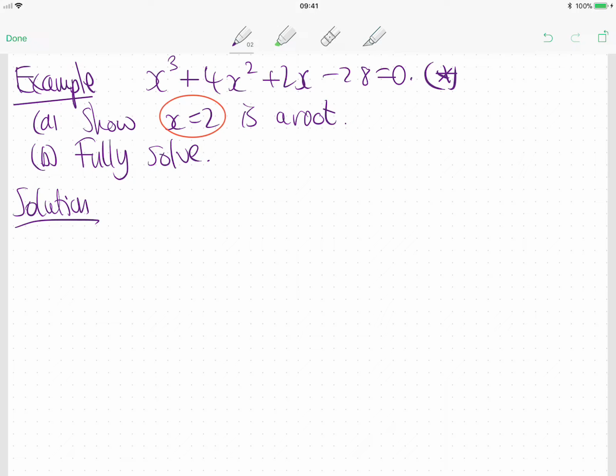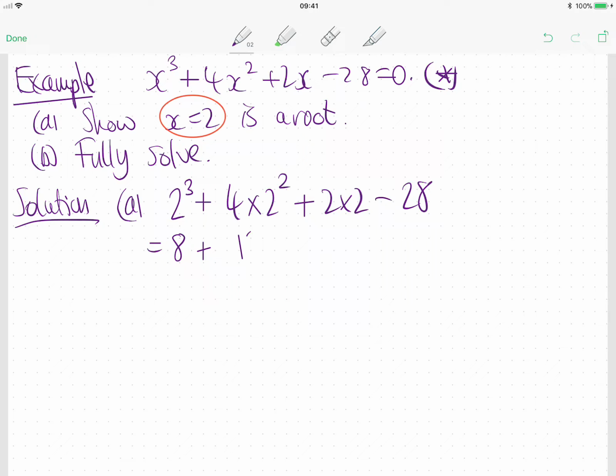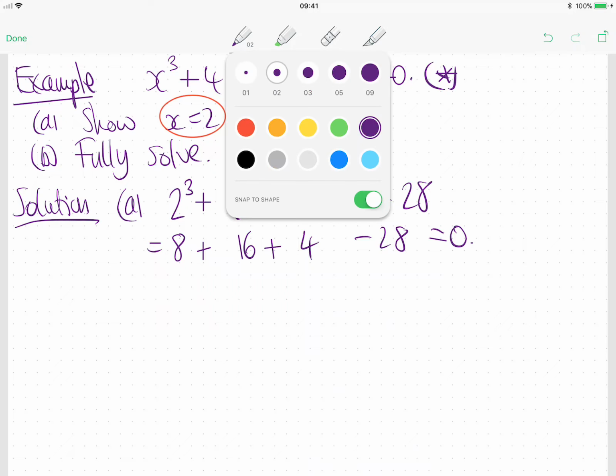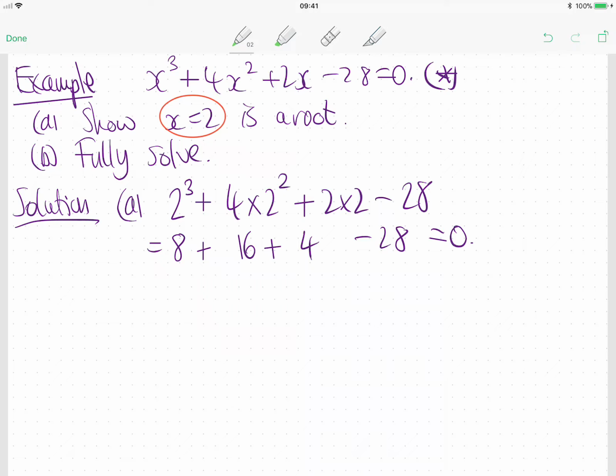So let's do that. So for part A, we have 2 cubed plus 4 times 2 squared plus 2 times 2, take away 28 on the left-hand side, which is 8, plus 4 times 4, which is 16, plus 4, so that's 28. Take off 28. That gives 0. Okay, so we've shown that 2 is a root of this cubic. Just want to say cubic means the highest power here is 3.